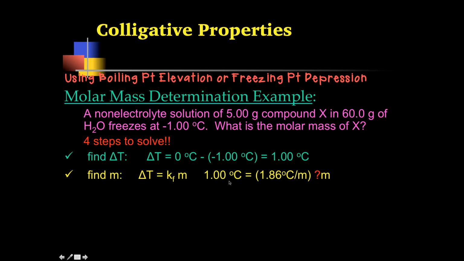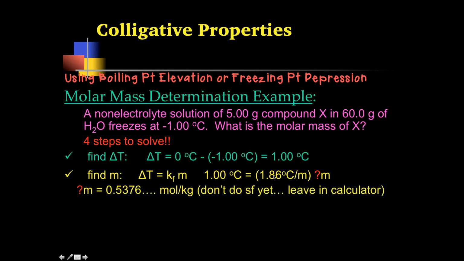So go ahead and do that math really quick, some algebra. 1 divided by 1.86 gives me this number, 0.5376. Don't worry about sig figs, just leave it in your calculator. But that is the moles per kilogram. Well, the problem is that molar mass is just the grams per 1 mole. Well, this is the moles per 1 kilogram, and I didn't have a full kilogram. I only had 60 grams of water.